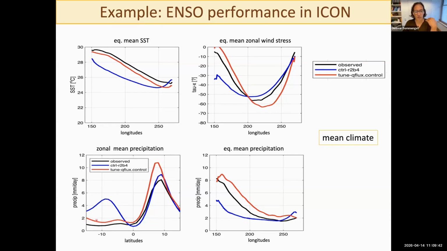But it rains too much in this model. And then along the equator, you can see the model was not raining enough along the equator because it was simply too cold. But now it rains too much along the equator. But it's probably more realistic.